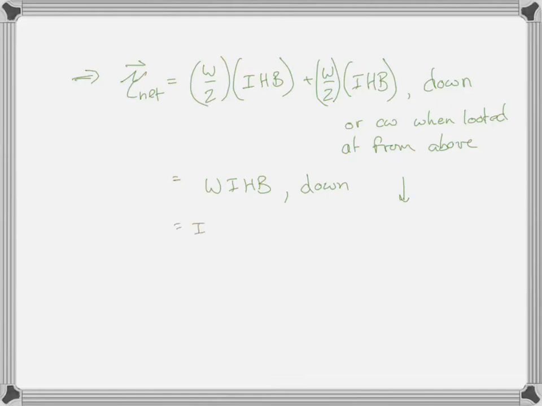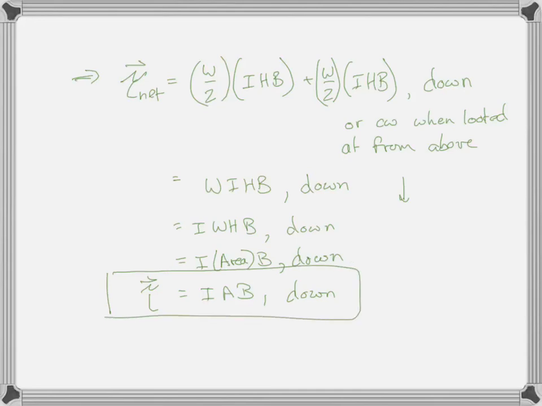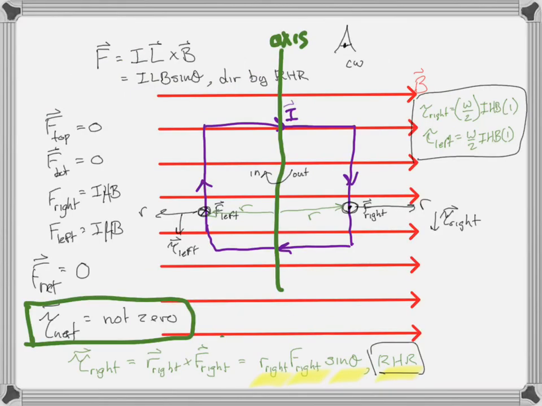WIHB is also equal to IWHB, and notice that W times H is area. It's the area of the loop times B. So we would just write I, A, B, down, understanding that A is area. Okay, so that's the net torque on the loop. A net torque on a loop of wire in a magnetic field will rotate it. It's in this orientation given. But what happens when it rotates? We will come back to that another time. But here we've calculated the net torque on a current loop in a magnetic field in this orientation.